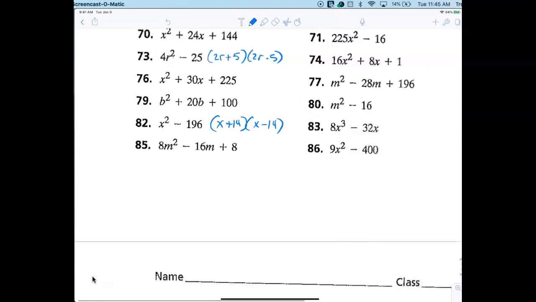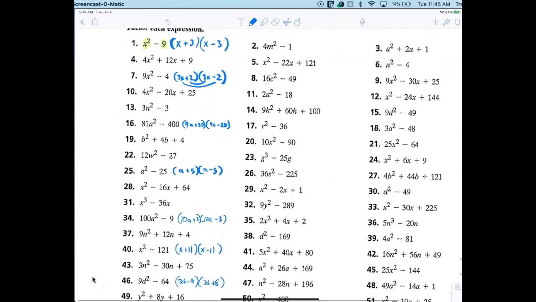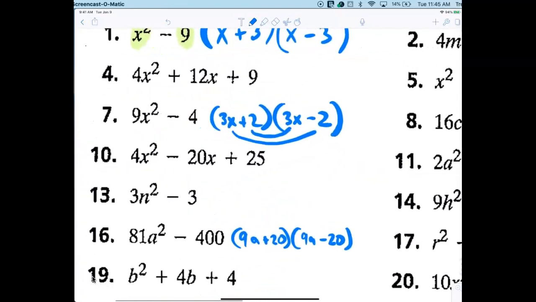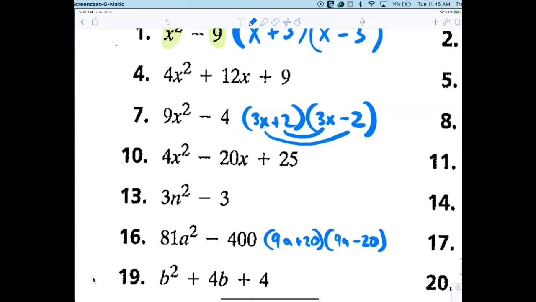All right. Here we go. Now, I want everybody to take a look at number 4. Number 4 is called a perfect square. Let me explain to you why it's called a perfect square.